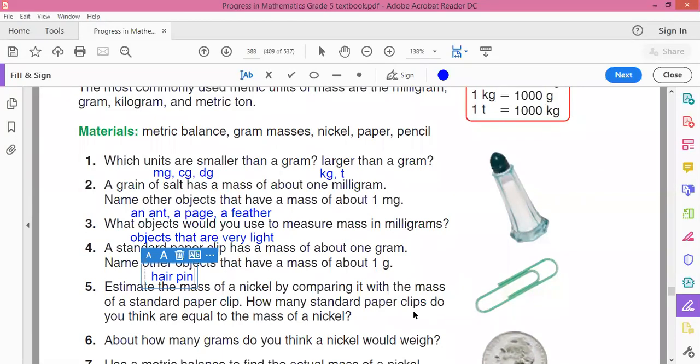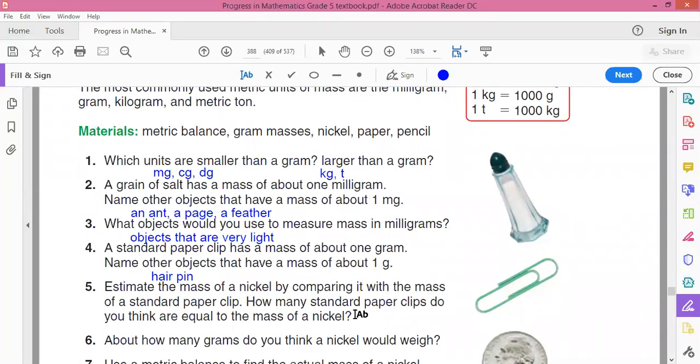Okay, so now the next question is for Amar. Amar, read question number 5. Estimate the mass of a nickel by comparing it with the mass of a standard paper clip. How many standard paper clips do you think are equal to the mass of the nickel? Yes, down there it's a nickel.